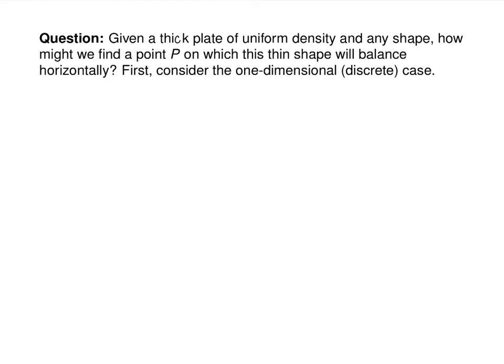Here is the basic question. Given a thick plate of uniform density and any shape, how could we find the point P on which this thin shape will balance horizontally? So we have some weird, goofy shaped thing. We want to figure out where is that point at which you could place a fulcrum so that it would balance. And one thing we do assume here is that the plate has uniform density. If you don't assume that, it gets a little bit more complicated.